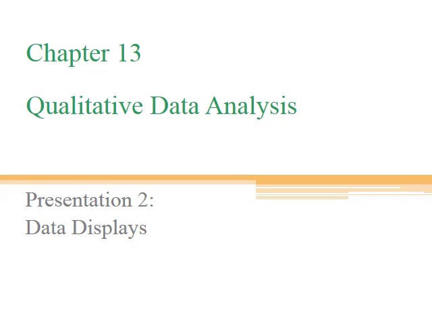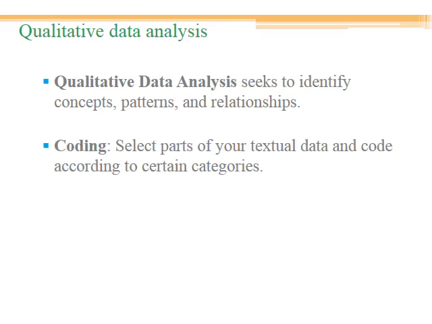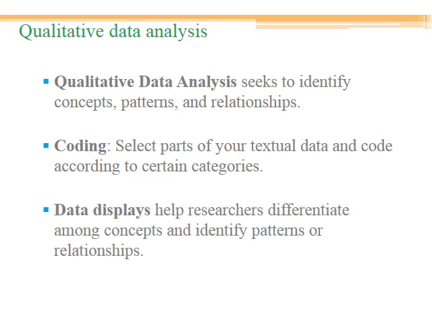In the previous presentation, I discussed the process of preparing data for analysis and the first step in analysis, coding. Here we'll examine data displays, which help researchers draw and evaluate conclusions from qualitative data. Remember that in qualitative data analysis, we're looking to identify concepts, patterns, and relationships. Coding the data helps us with that, but we still have a large amount of textual data to understand. Data displays help researchers differentiate among concepts and identify patterns or relationships.